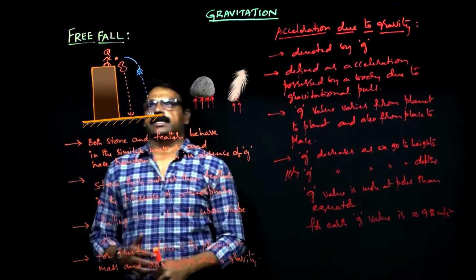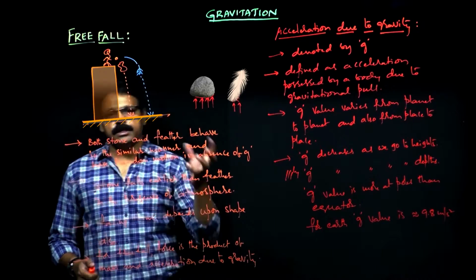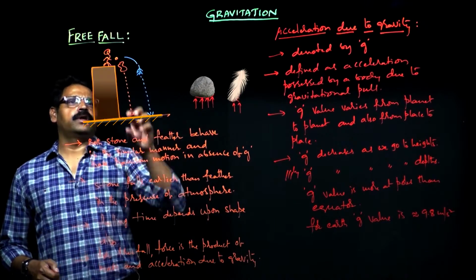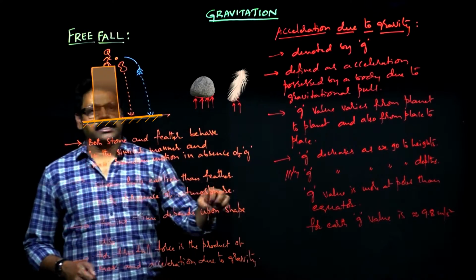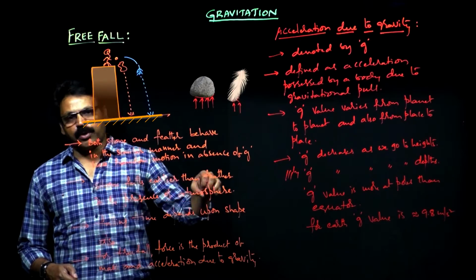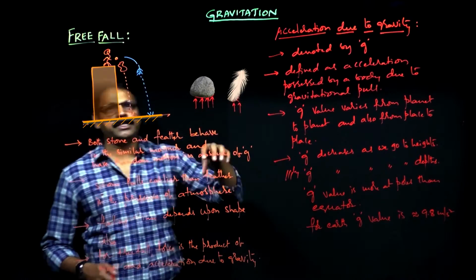We'll now look at the case of a free fall of a body. Here we are considering the various objects. When a body is thrown from a certain height, you take the initial velocity of the body as 0 because it is freely falling. That means it is dropped from a certain height.